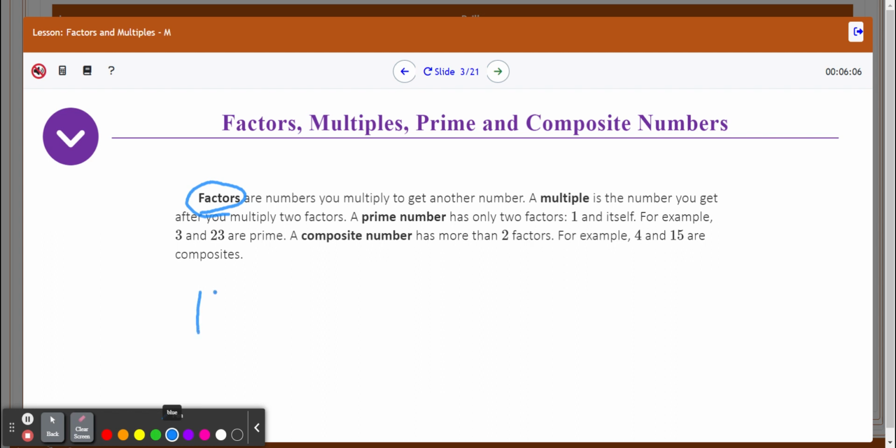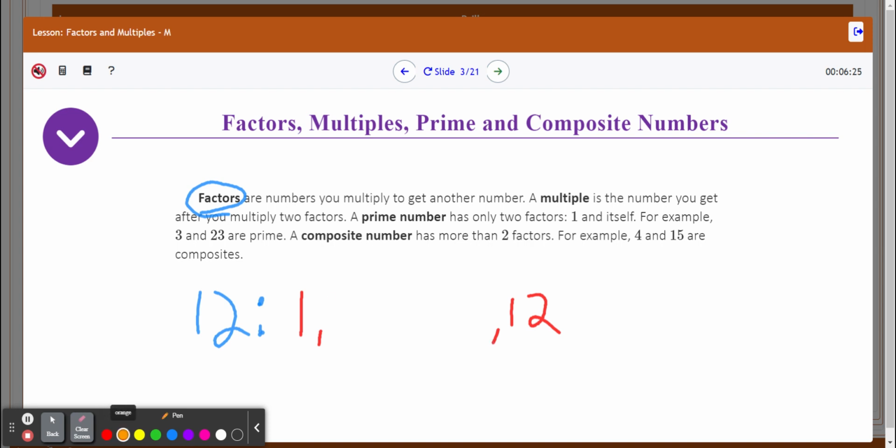So for example, if we start with the number 12 and we ask, what are the factors of 12? Well, first of all, any number will always have two factors. It will always have 1 and itself. So 1 times 12 is 12. So 1 and 12 are factors of 12.